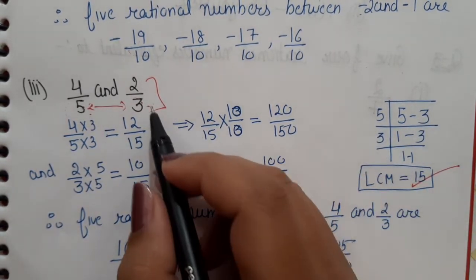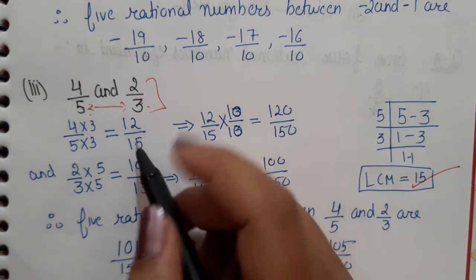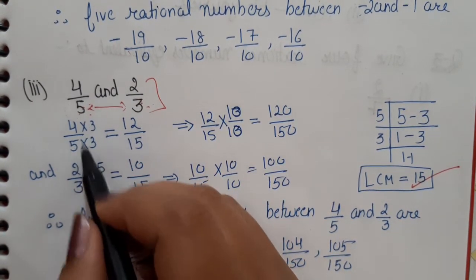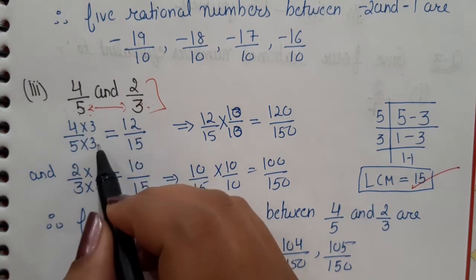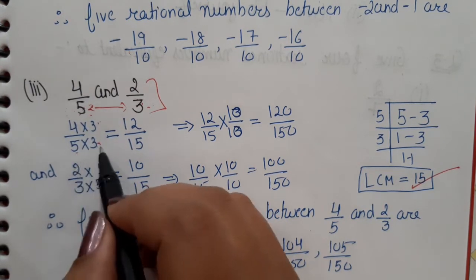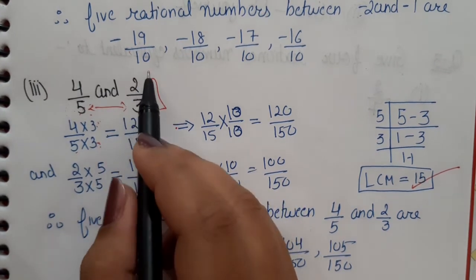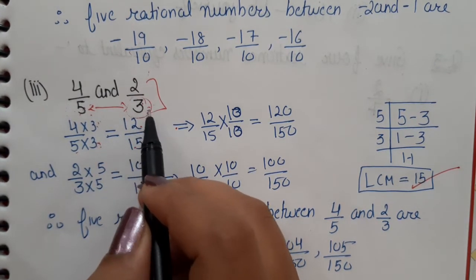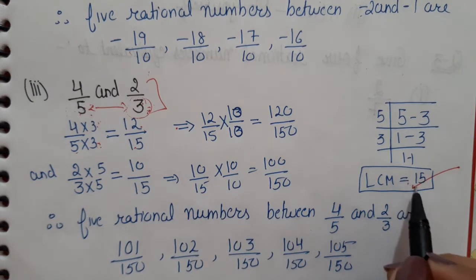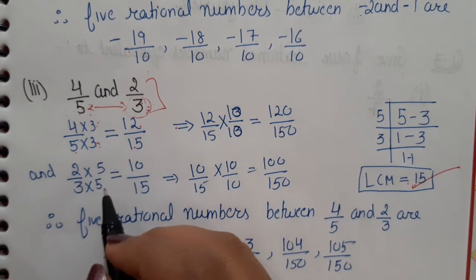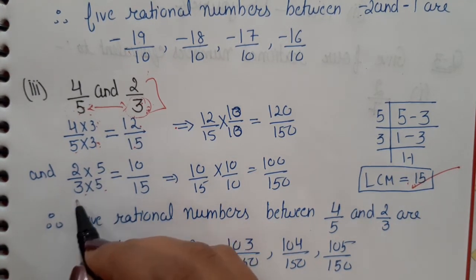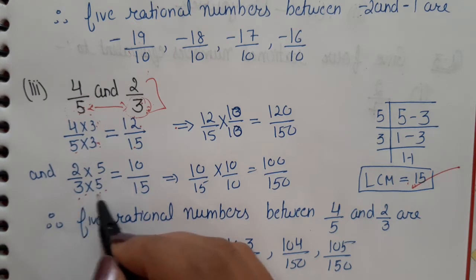So make the denominators same. This is your first step. To make 5 into 15, I have multiplied both the numerator and denominator by 3. 5 threes are 15, 4 threes are 12. Now for 2 upon 3, you have to make this 3 into 15. So you have to multiply by 5. 3 into 5, 3 fives are 15.